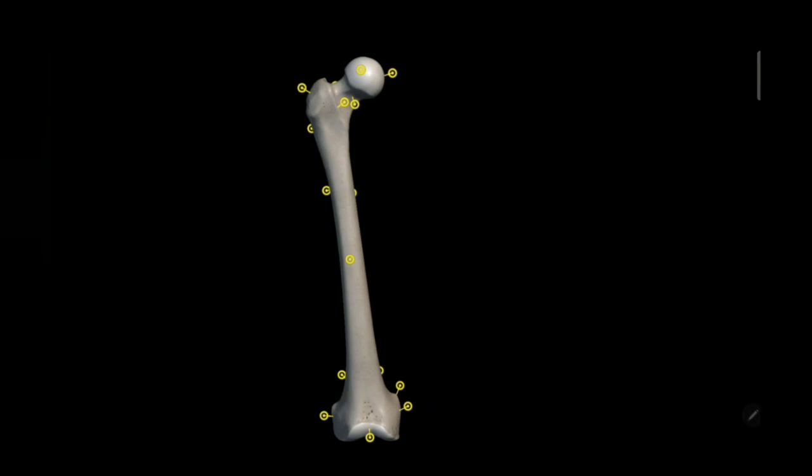Hello everyone, in this video we are discussing the muscles which are going to be attached to the femur bone. Before starting with the muscles, we should have basic information about the femur. So we'll be starting with that.